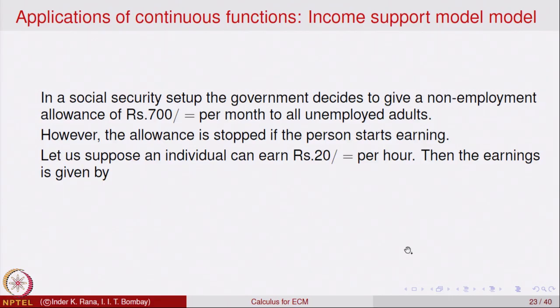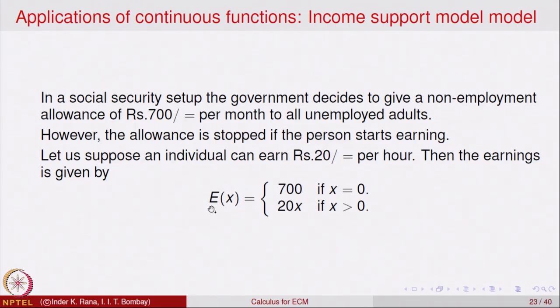We are just making an assumption that an individual with his skills can earn 20 rupees per hour. Then the relation between his earnings and working hours is this: E(x) is the earnings that he can get, 700 if x is equal to 0, that means he is not working at all. If he works for x hours, x bigger than 0, then he gets 20x.